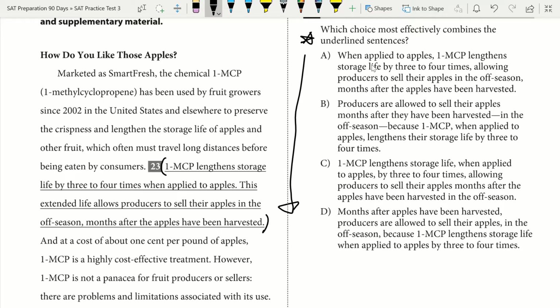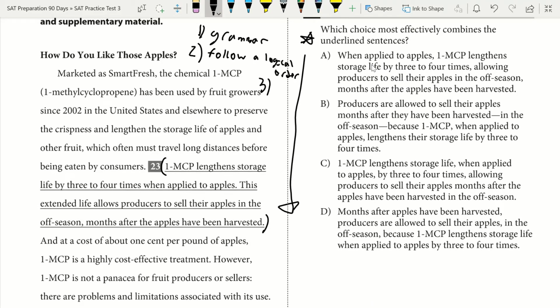Okay, so here's a couple of things as far as sentence combination questions. These are the things we need in order for our answer to be correct. Number one, it has to be grammatically correct. Number two, it should follow a sequential, logical order.